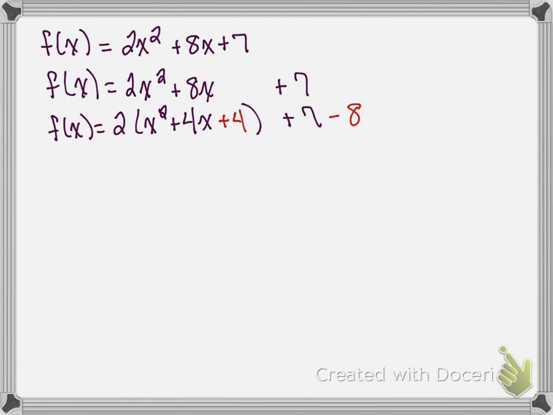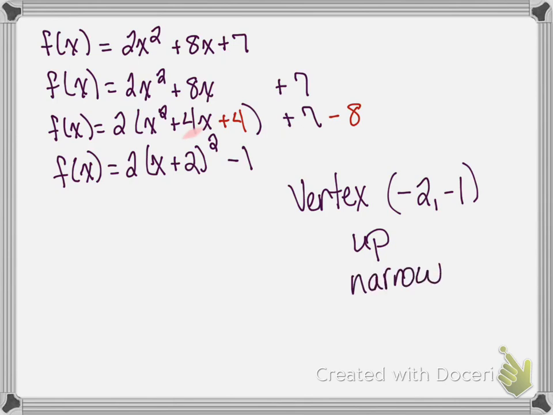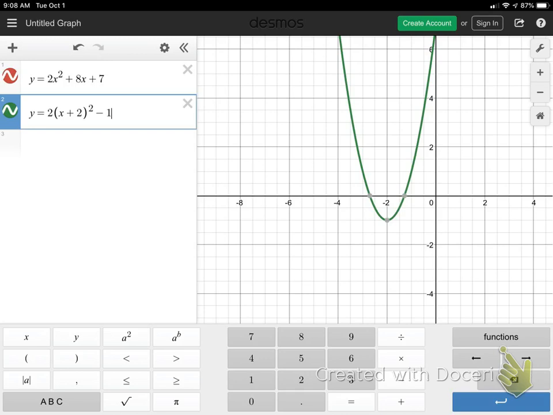Now we just need to simplify this and make it pretty. So I have f of x equals 2, x squared plus 4x plus 4. That's a perfect square trinomial by design. It factors to x plus 2. It always factors to what half of b is. That's how we want it to work. Then what do I have left? What's 7 minus 8? Minus 1. Excellent. So my vertex is negative 2, negative 1. Okay, does it open up or down? Up. And is it wider or more narrow? Good. Okay, and how do we check? Desmos. We put this into Desmos, and we put this into Desmos. And when we do that, we want to see only one graph. That's what we want to see.